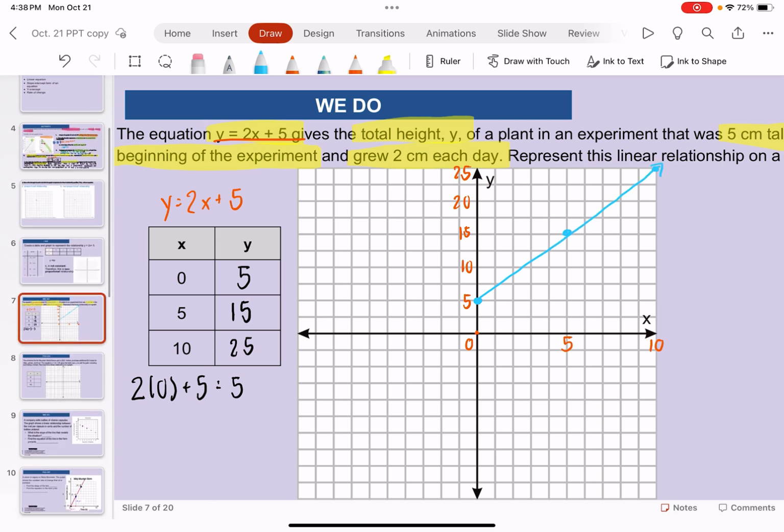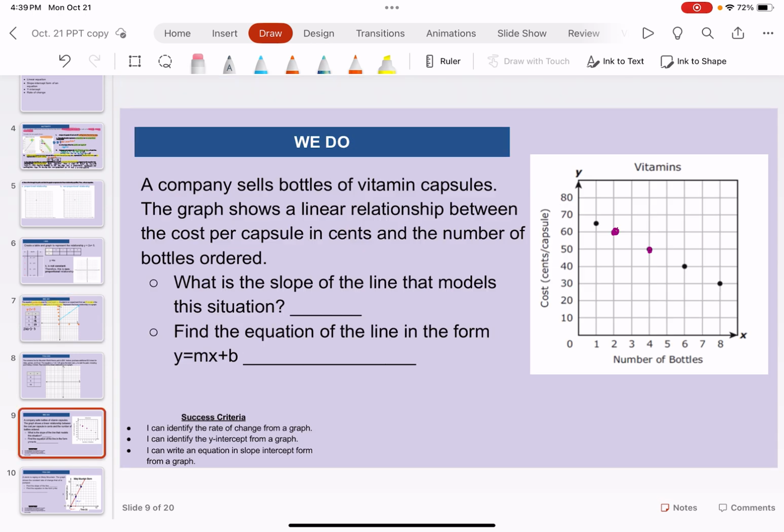So again, as long as you correctly label the x and the y-axis, your graph can look a little bit different. Make sure that your scale is consistent for the x and the y-axis. So you can't just go from this first number being labeled 5, this second number, instead of being labeled 10, being labeled 20. Okay, so then we have a we do.